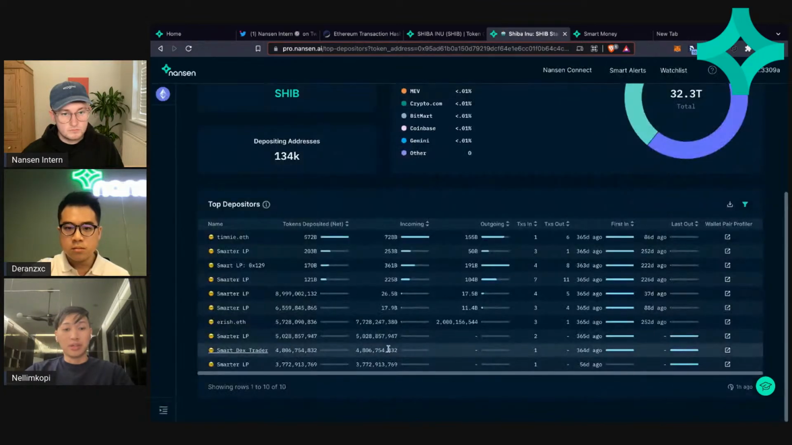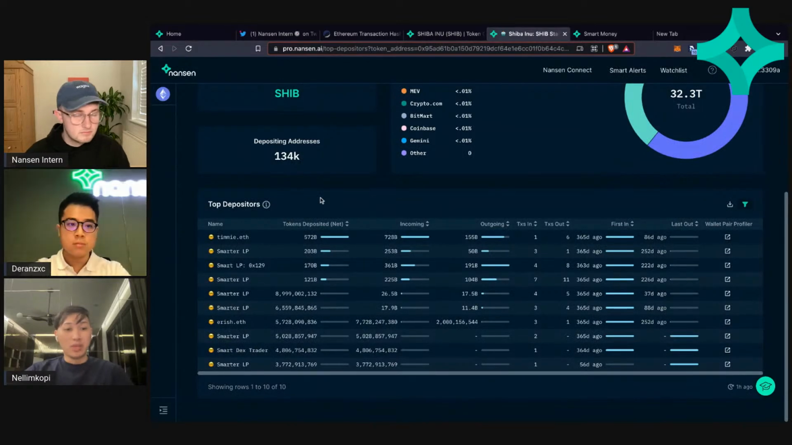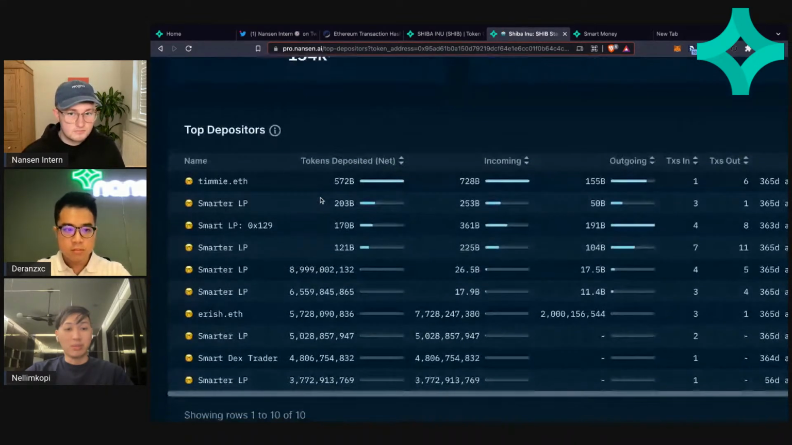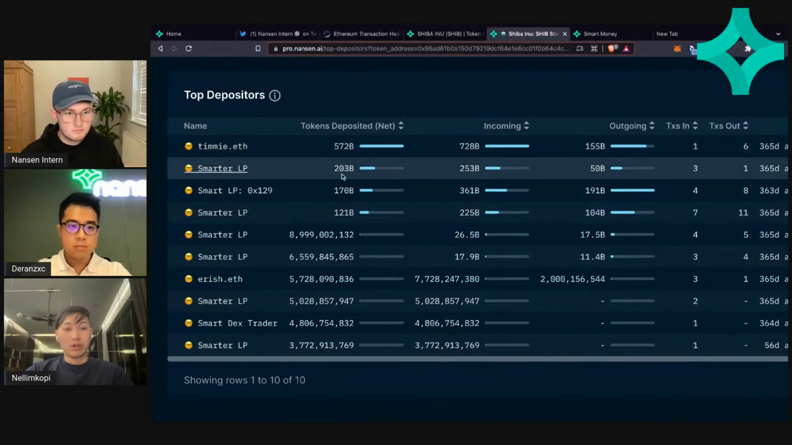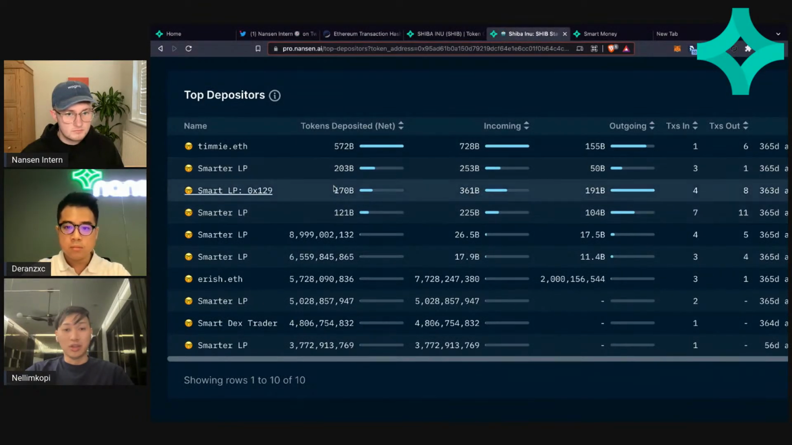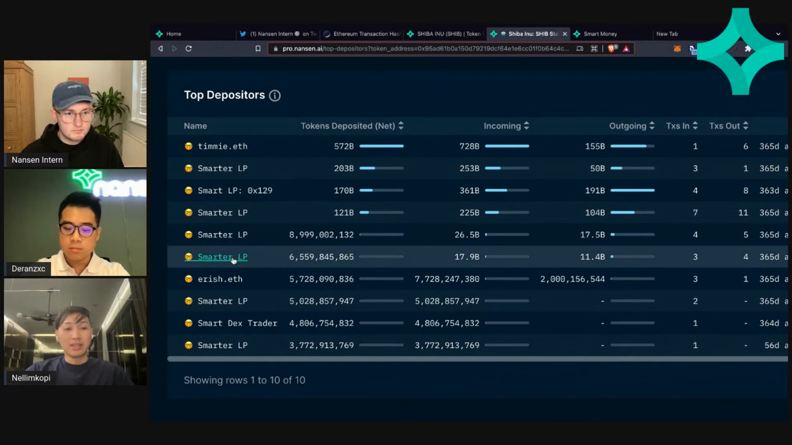So I'm going to filter by Smart Money, and you can see we have quite a couple of smart LPs with a huge amount of SHIB tokens staked in the contract. So this is definitely something that we always want to look into. Don't just take the data on a surface level, but always dig deeper to find out where this token has gone to. Are they still holding it? What are they doing after that?